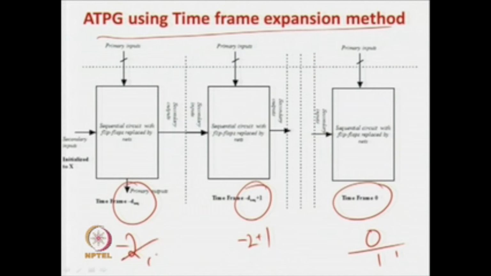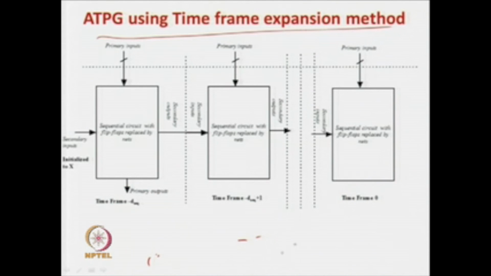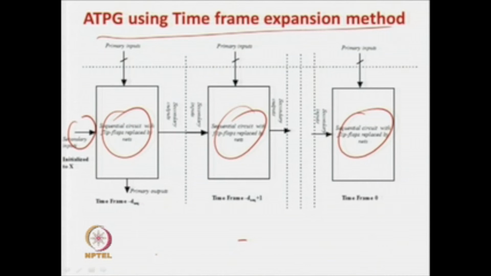In this case we applied C equal to 1, which set the output of the first flip flop to 1, and then we applied B equal to 1 and C equal to 1, which set the value of the next flip flop to 1, and finally we applied this pattern and did the testing. That is how we represent this circuit. This is a way of representing your time frame expansion method. We replace the flip flops with nets, so flip flops are eliminated. These are your secondary inputs and secondary outputs, and these are your primary inputs, and this is how we control.